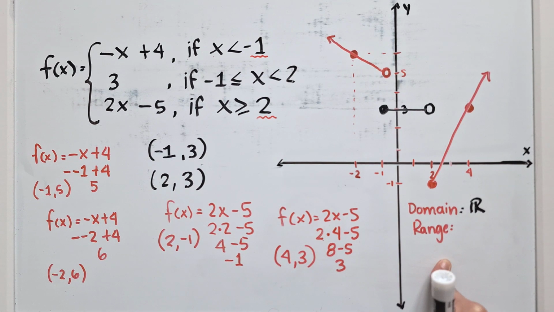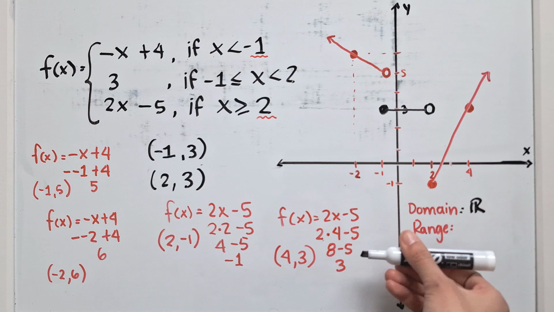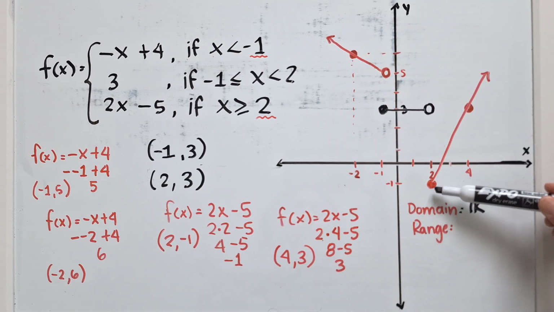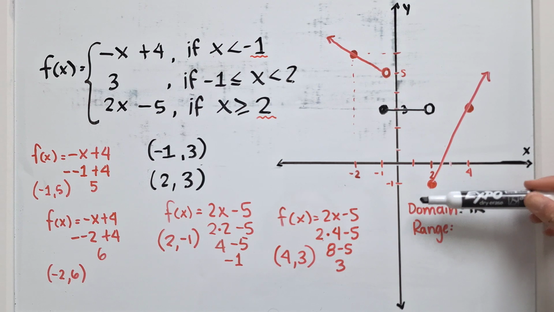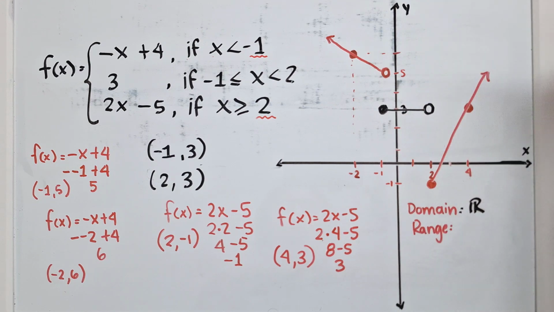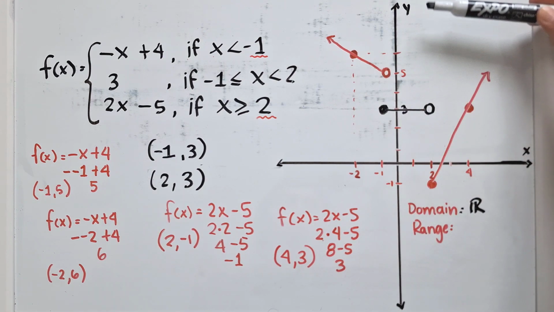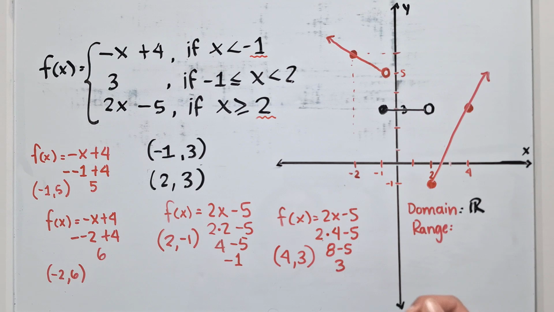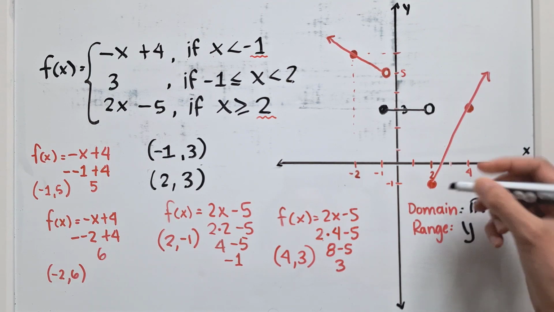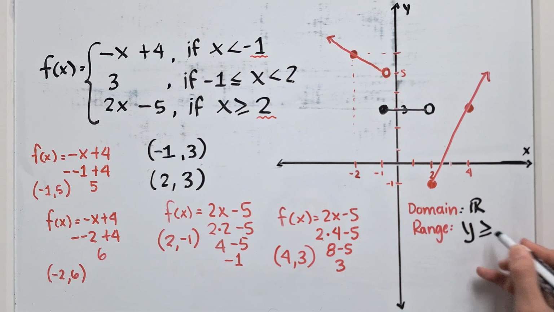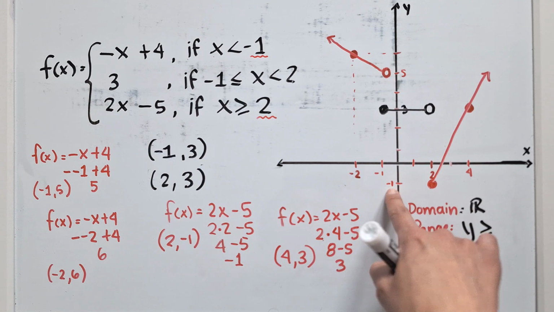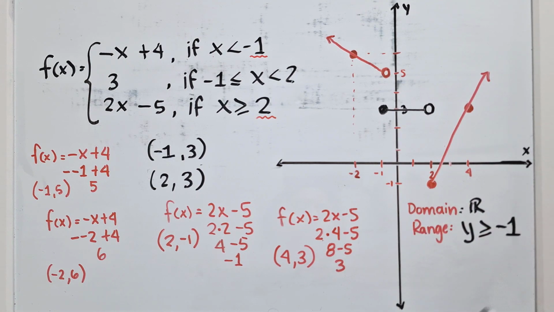For the range, what we do is we look from the bottom to the top. We start from the bottom and the first thing that we find is negative 1. Then we continue and these arrows are going up. So that means that all these values of y can be part of this function. So that means that our y's are going to be greater than or equal to negative 1, because this point is closed, and that's it.